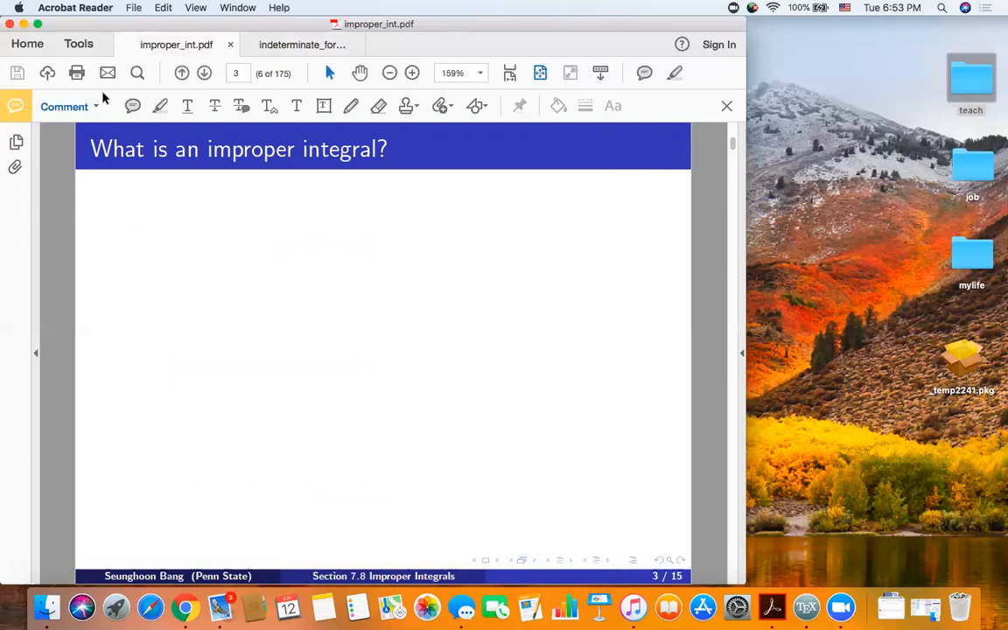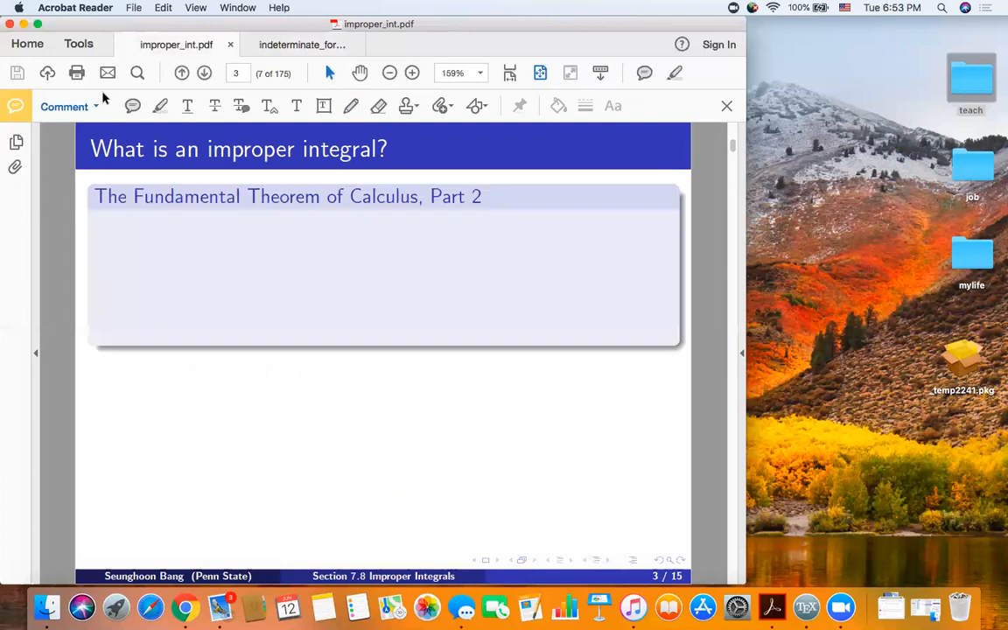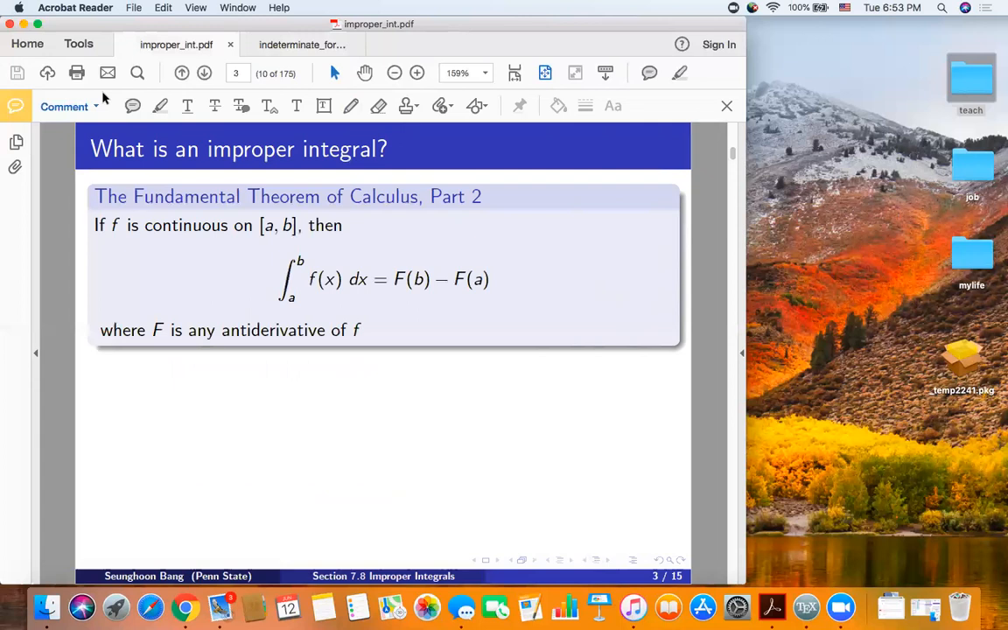What is an improper integral? We can use the fundamental theorem of calculus part 2. If function f is continuous on interval [a,b], the integral from a to b of f of x dx is capital F of b minus capital F of a. Capital F is any antiderivative of small f, a function such that capital F prime equals small f.